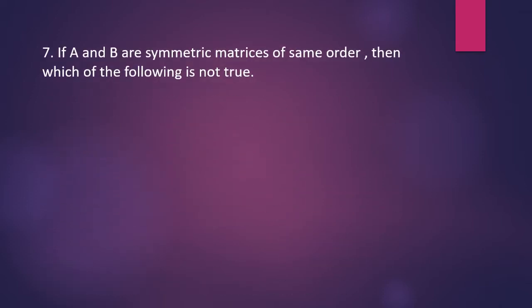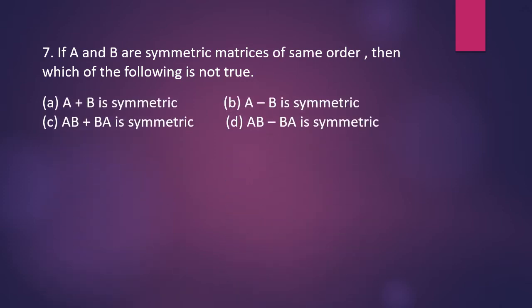Next one is, if A and B are symmetric matrices of the same order, then which of the following is not true? So we have to check which option is not true here. These are the 4 options. That is, A plus B is symmetric, A minus B is symmetric, AB plus BA is symmetric, and AB minus BA is symmetric here. Let's check one by one.